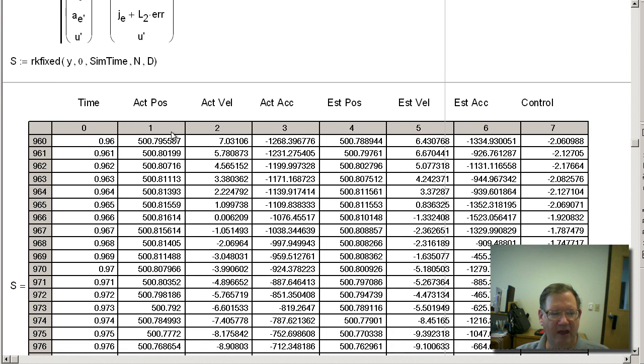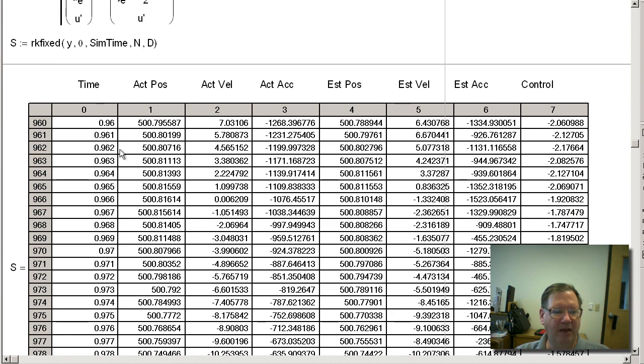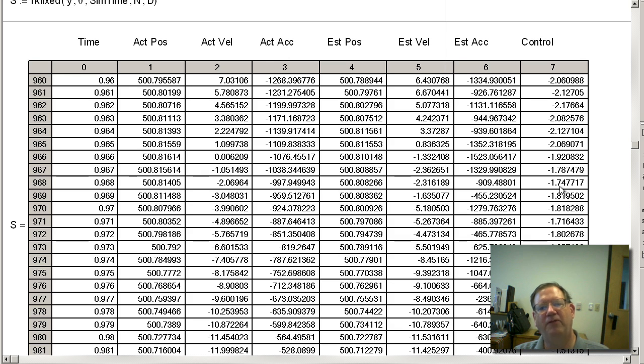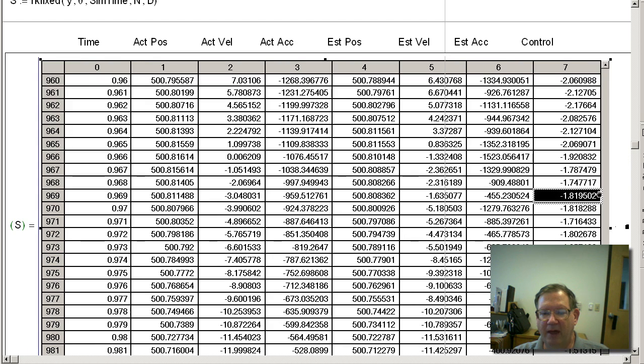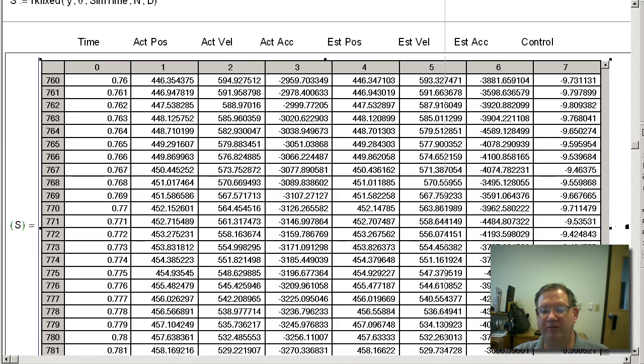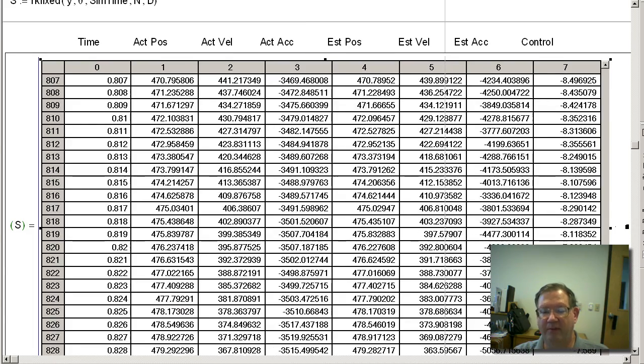And what I get is a table. This is milliseconds or time periods here. I have my time, actual position, actual velocity, actual acceleration, then my estimated position, estimated velocity, estimated acceleration, and the control output. Now, the control output is really pretty small, and the reason why is because if my feed forwards are accurate, the control should only need to output maybe 1 or 2%, which is basically what you're seeing here. This is percent output. If I go up and down, you can see it's getting up to about 7%. That's probably because my error between the model and actual is fairly large.